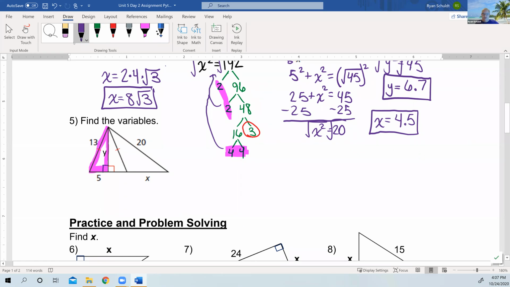So that's a right angle. If I look across, that's my C. There's my A. There's my B. So 5 squared plus y squared equals 13 squared. It's going to be 25 plus y squared equals 225.